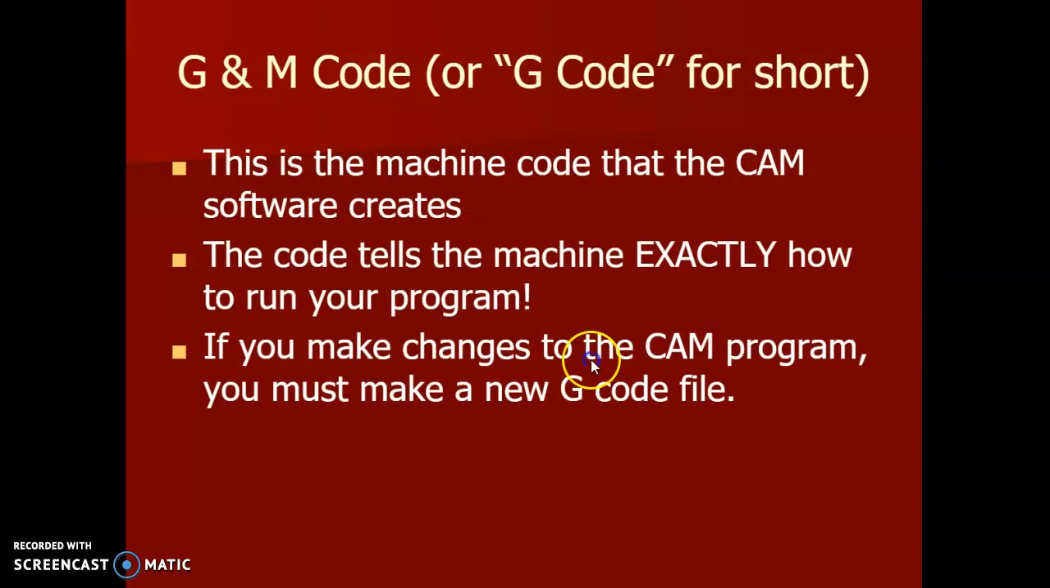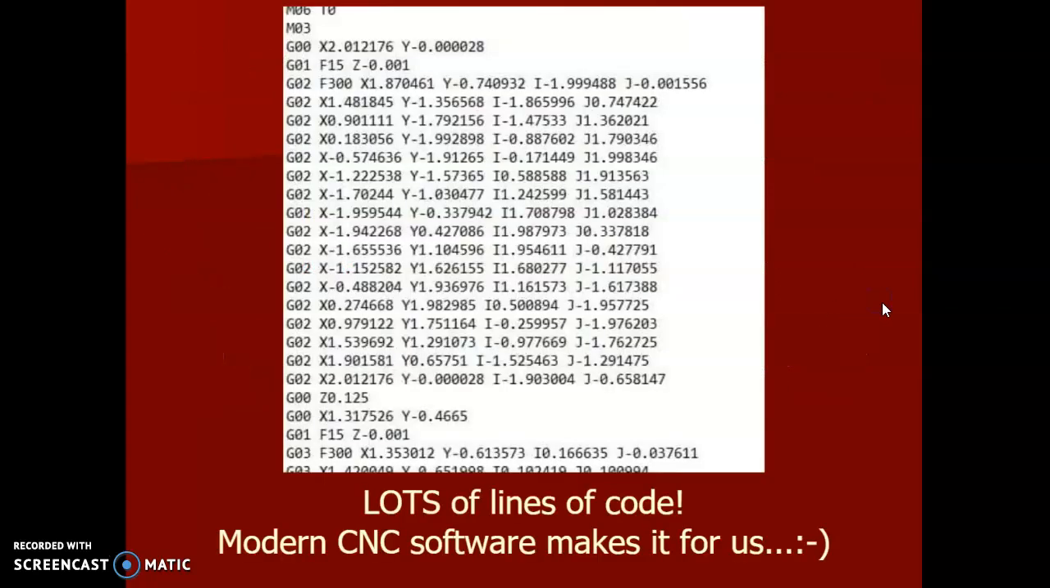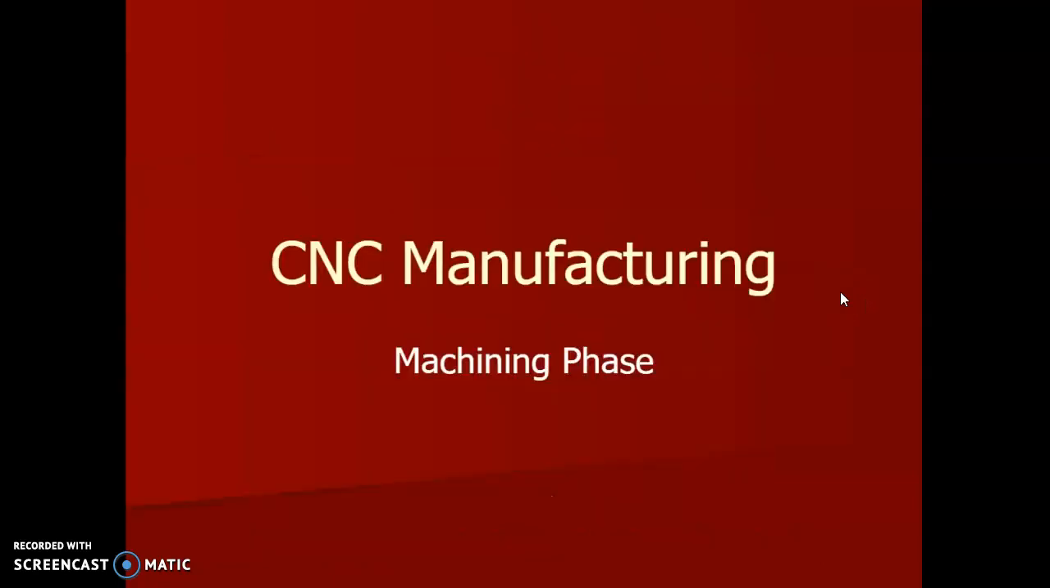So G code, or G&M code, we call it G code for short. This is the machine code that the CAM software creates to tell the machine exactly how to run our program. And if you make changes to the CAM program, you have to make a new G code file. This is an example of G code. There's lots of lines of code. This is just a small sample of one. Modern CNC software makes this for us, so we don't have to do any of this typing, thankfully.